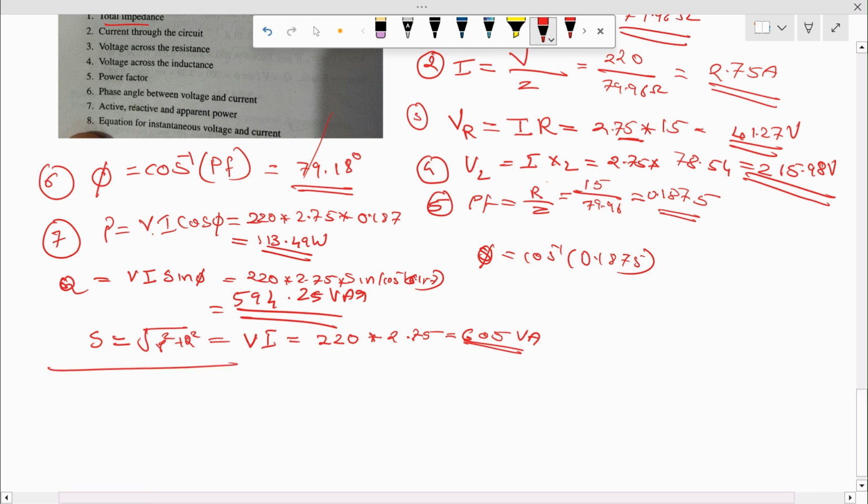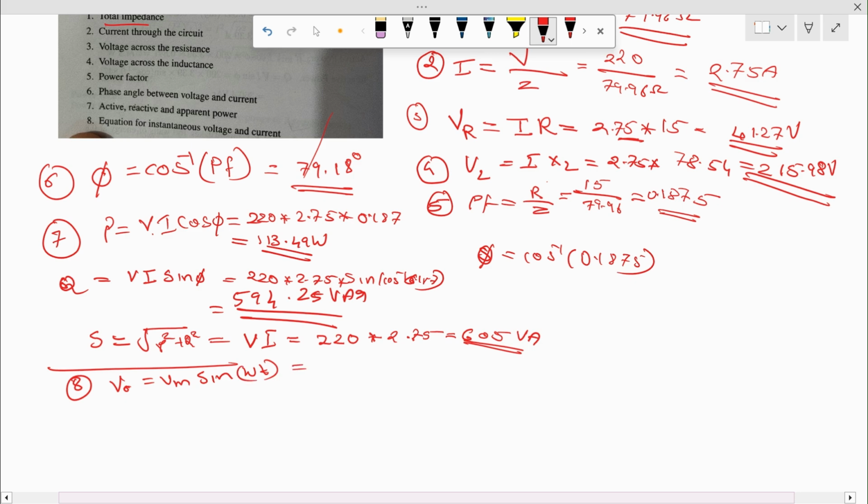So we all talked about the RMS values of voltage and current up to question 7. Now we have to talk about the instantaneous value. Instantaneous value means small v is equal to Vm sine omega t. That's the general form, right? Sine omega t. This is the regular form.